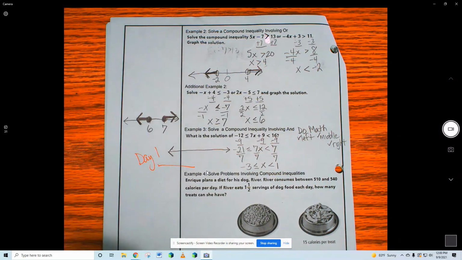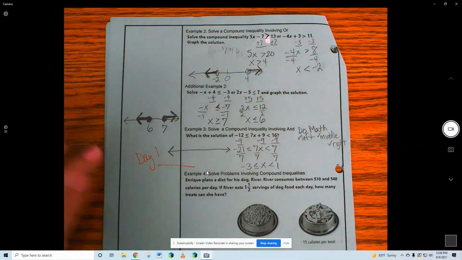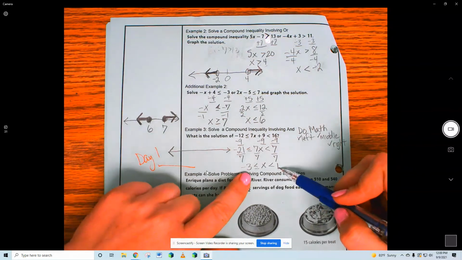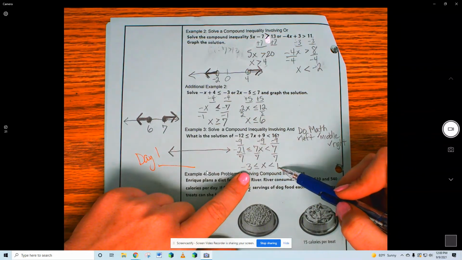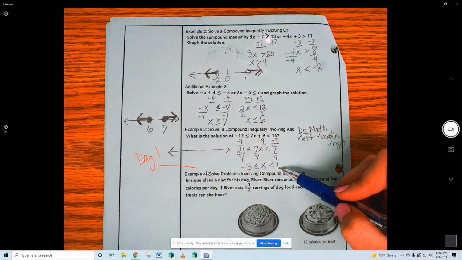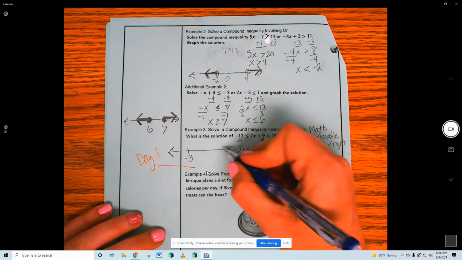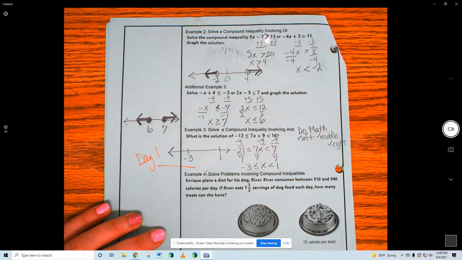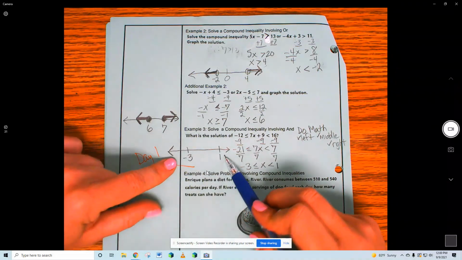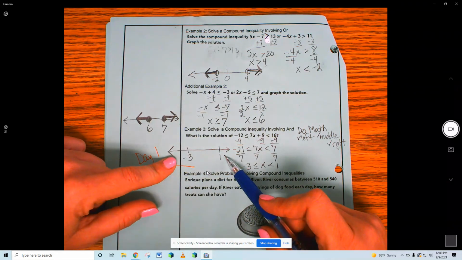This is an and. They're going to face each other. My solutions will be in common. I have a negative 3 and a 1. My answers are going to be between negative 3 and 1. That's the whole point of an and. Answers are between. Here's my number line. You'll have to make your number line somewhere that you have space.